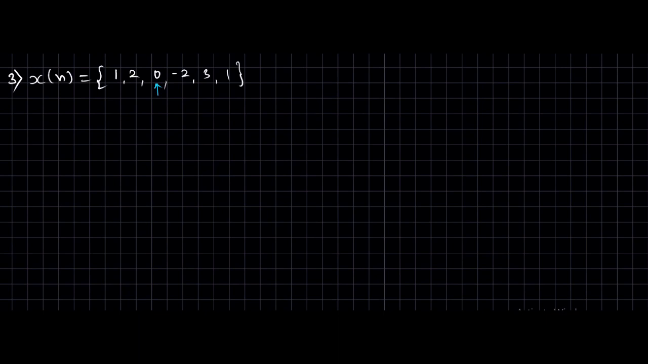Now this sequence is a two-sided sequence. It is present at n equal to 0, on the left side of 0 and on the right side of 0. The previous examples, the first example was right-sided and the second example was left-sided, but this example is two-sided. Let us check the region of convergence of this.